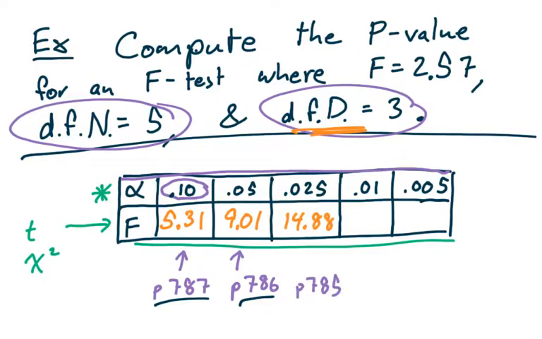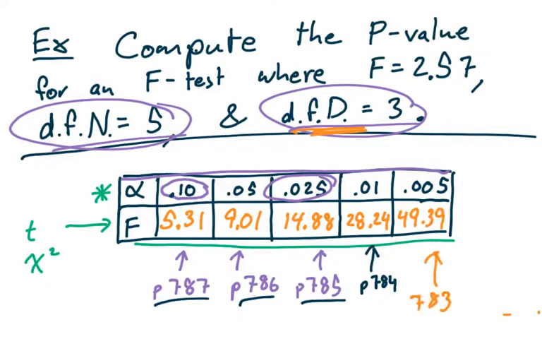And we'll continue on in the same manner. We'll look on page 785, because that is the one for alpha equals 0.025. And we see in row 3, column 5, same place we look every single time, the value 14.88. And again, 784, same location, row 3, column 5, you get 28.24.